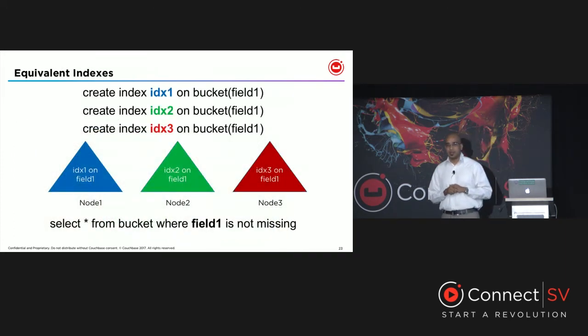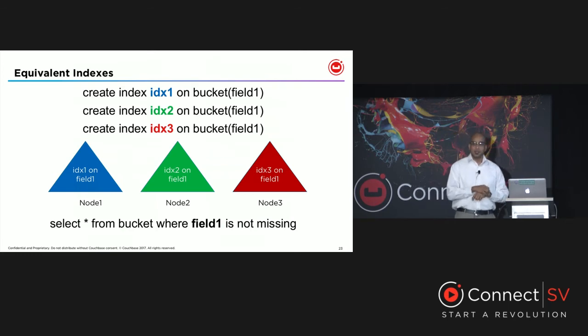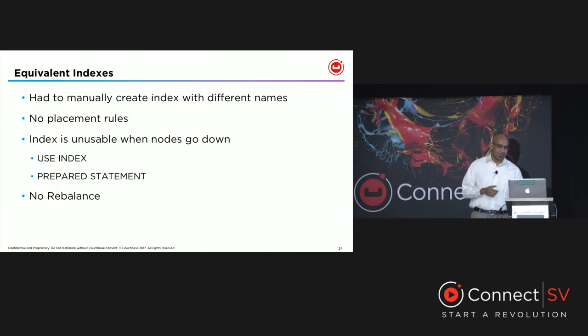Earlier in 4.5, before 5.0, essentially what you used to do was you had to create the same index with a different name. It's the exact same definition. Each of these things, you have to go to each node, run it, and it worked. The query was smart enough to know which index to pick up. Things worked. These were called equivalent indexes, but there were some limitations, right? You had to manually go and create. There was no placement rules.